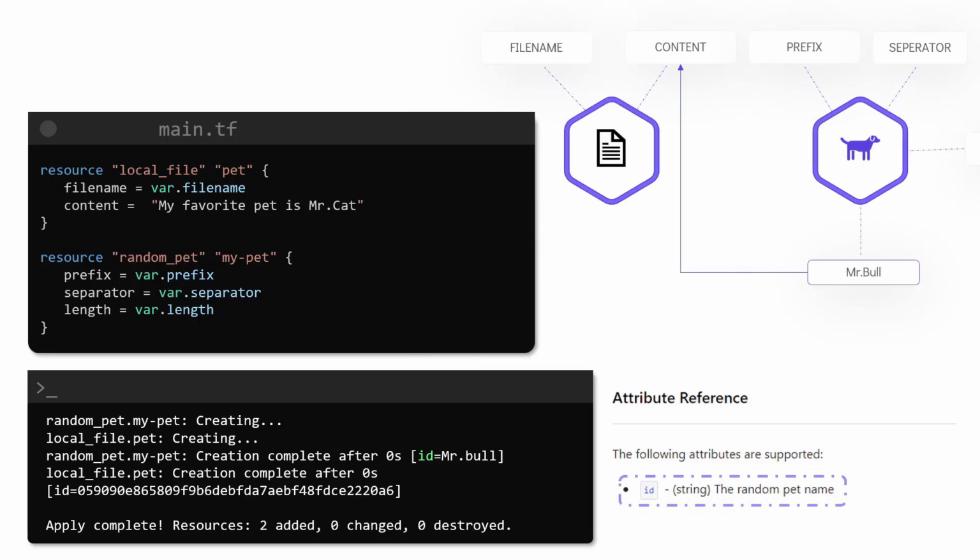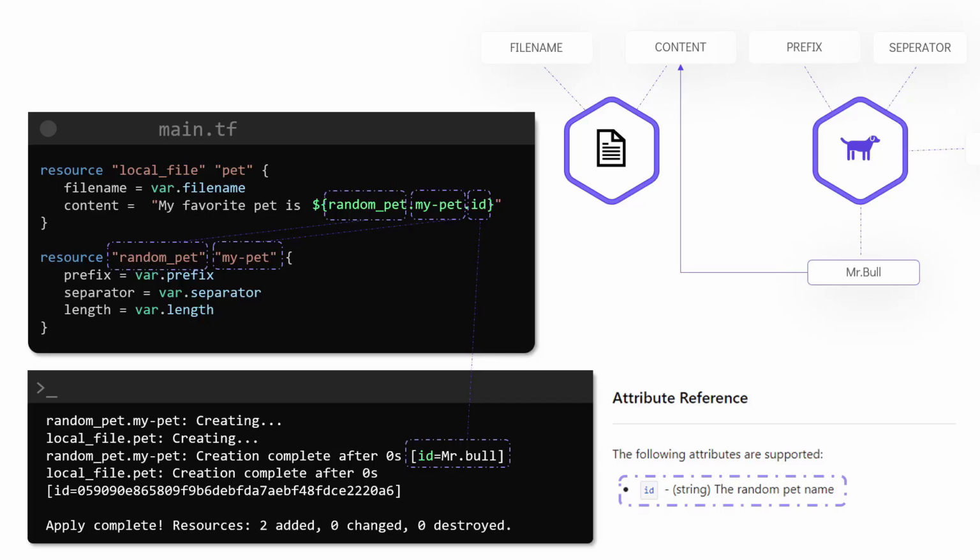Our goal is to make use of the attribute called ID as the content of the local file resource. For this, we can make use of an expression like this. This expression is used to reference the attribute from the resource called myPet. The syntax for using this reference expression is resource type followed by the resource name and the attribute to be used, all of which are separated by a period or a dot.